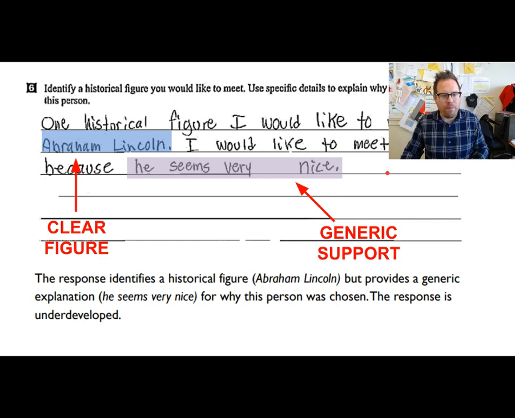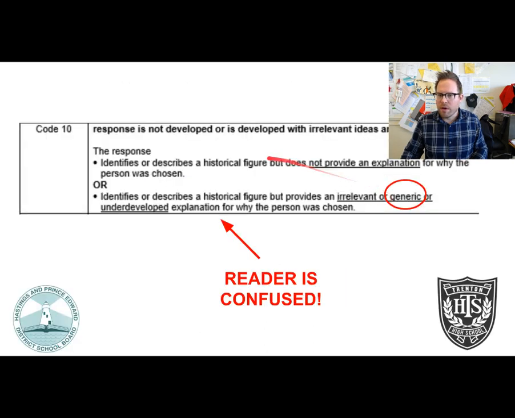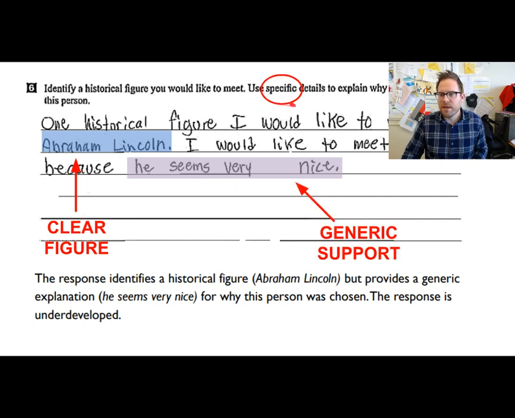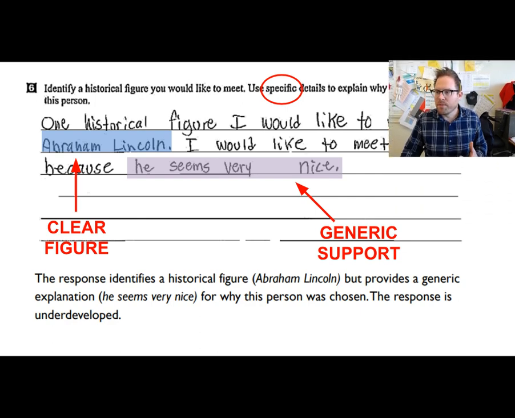So if we go back to our code piece here, either an explanation is not provided or an explanation is underdeveloped. The reader's confused. So here we go again. We have the clear figure, but there's the generic support. The question says use specific details. This student here did not use specific details. It is too generic, and as a result, the response is called underdeveloped. That's a code 10, okay?